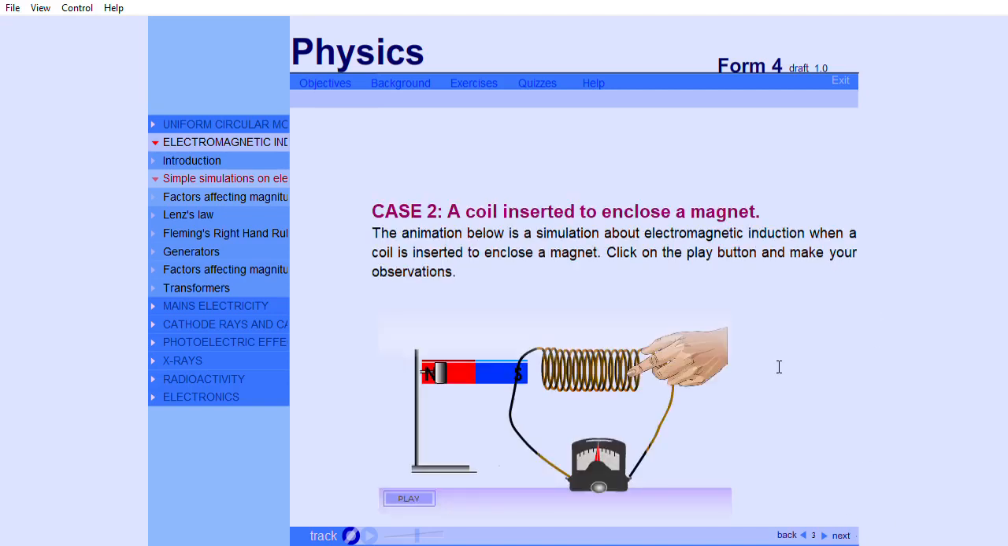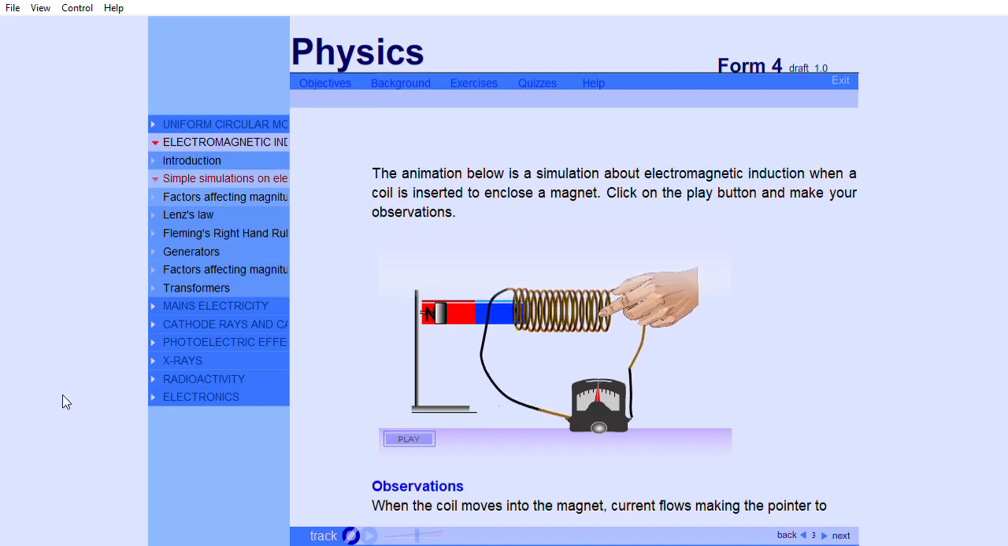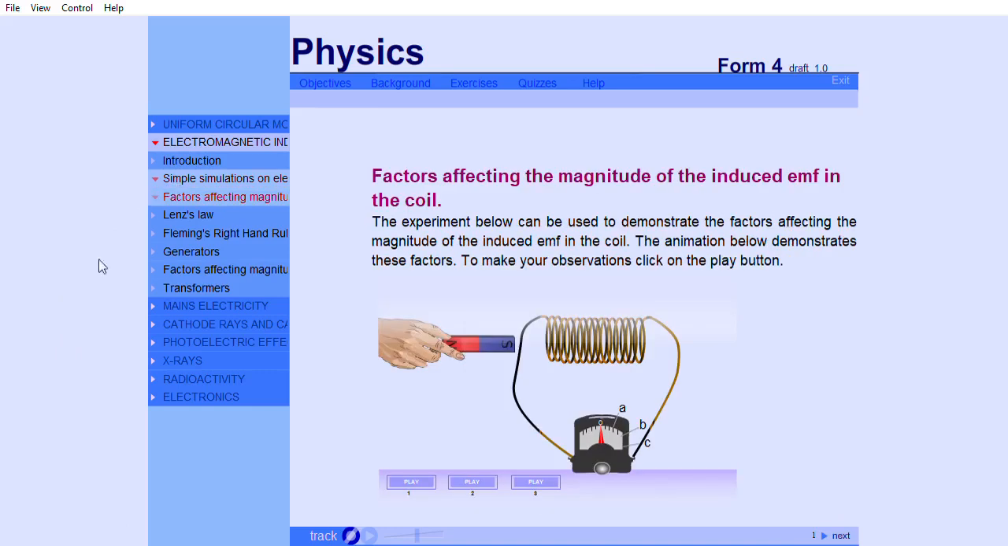Case 2. A coil inserted to enclose a magnet. The animation below is a simulation about electromagnetic induction when a coil is inserted to enclose a magnet. Click on the play button and make your observations. Observations. When the coil moves into the magnet, current flows. Factors affecting the magnitude of the induced EMF.